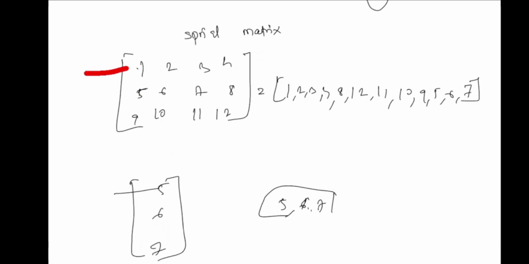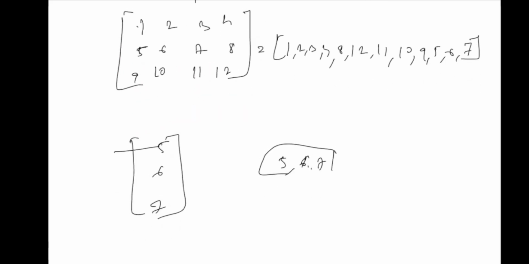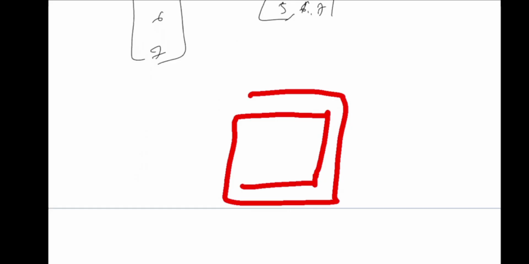What we are doing: firstly we move from left to right, then from top to bottom, then from right to left, then again from bottom to top, and then again from left to right. So this is a pattern. Our spiral matrix is basically like this: left to right, top to bottom, right to left, then bottom to top, and the cycle repeats, going left to right, top to bottom, right to left, bottom to top again.